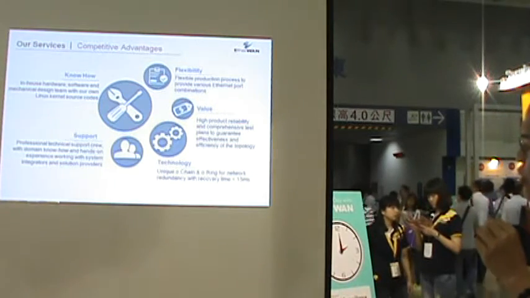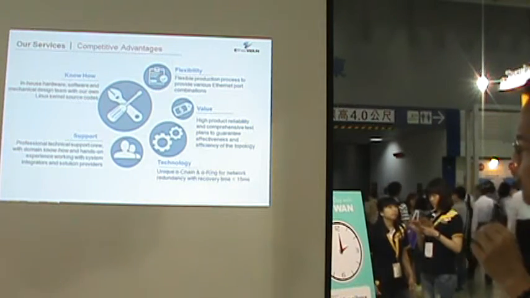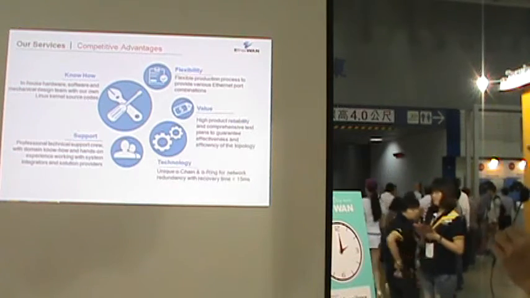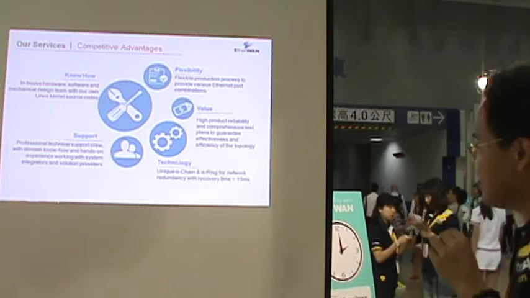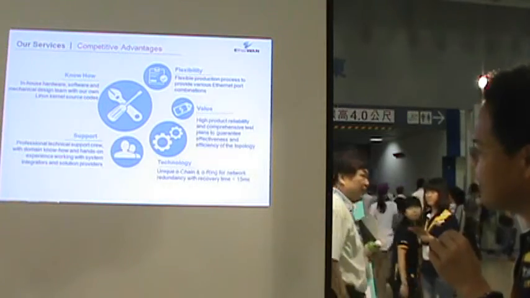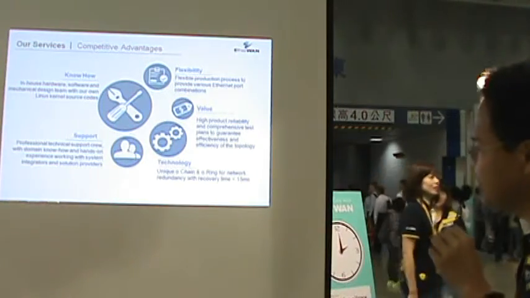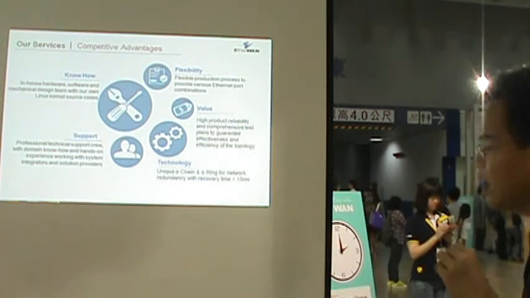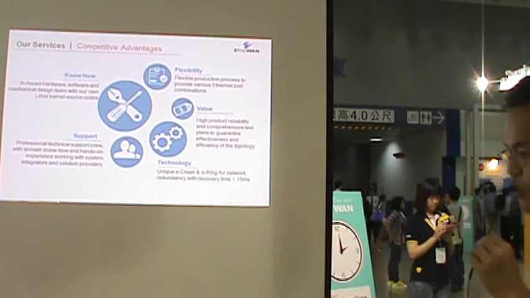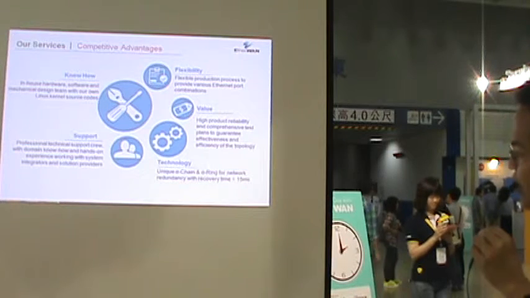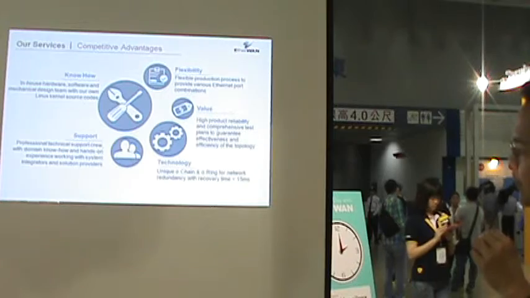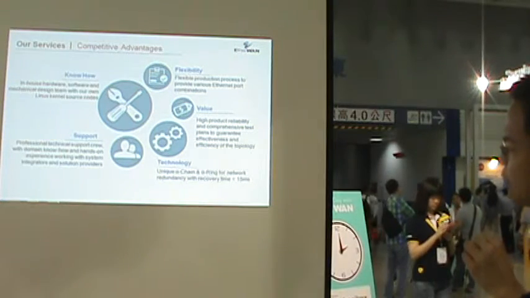Okay. And also, these are our core technologies, Alpha Ring and Alpha Chain. This is the best redundancy protocol. Alpha Chain is a little different from Alpha Ring. Alpha Chain can be used to connect third-party devices like PLCs or any unmanaged switches, but Alpha Ring only runs on our own switches. They are a little different, but they are all doing the same thing for redundancy.